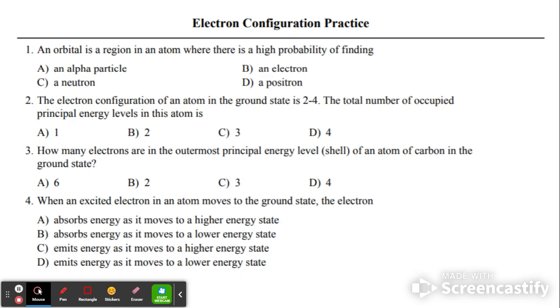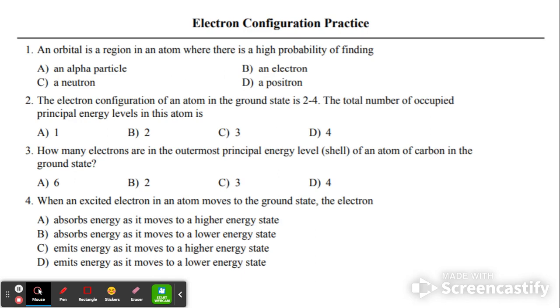Question 4. When an excited electron in an atom moves to the ground state, the electron... now, we haven't discussed this yet. However, when an atom moves from the excited to the ground state, it is moving from a state of higher energy to a state of lower energy. Since it is losing a quantity of energy, it has to emit that energy. It emits that energy in the form of photon emission, or as light.